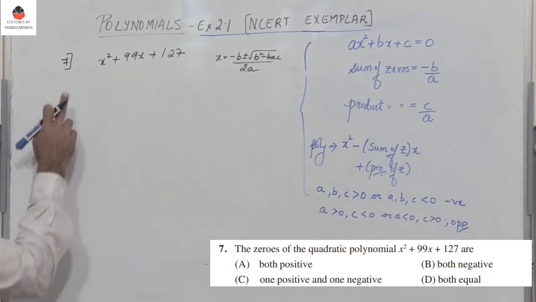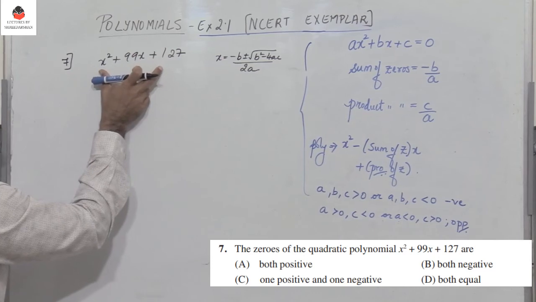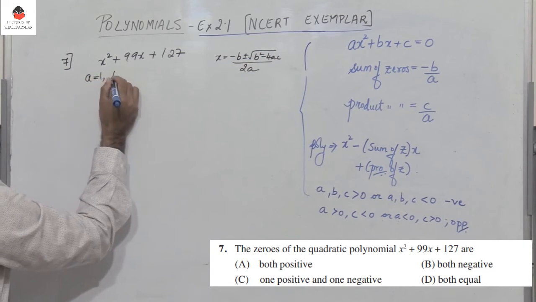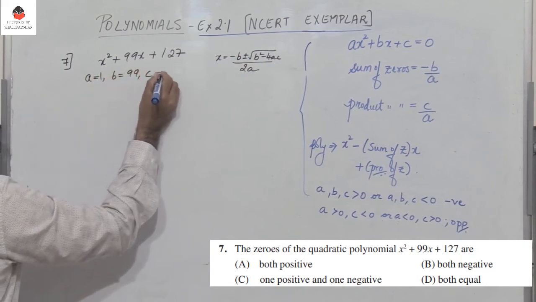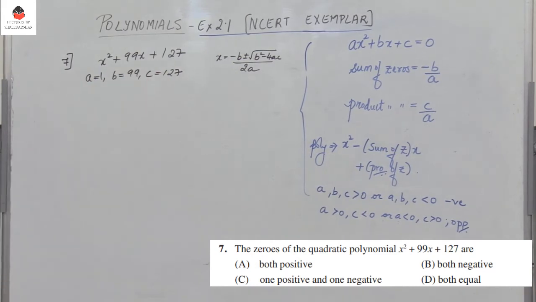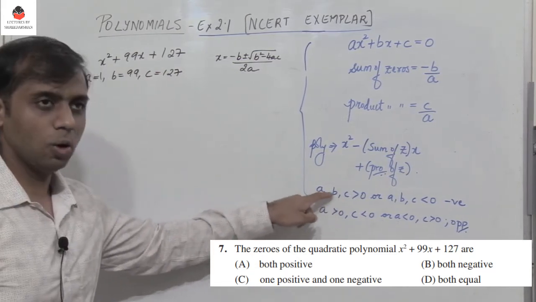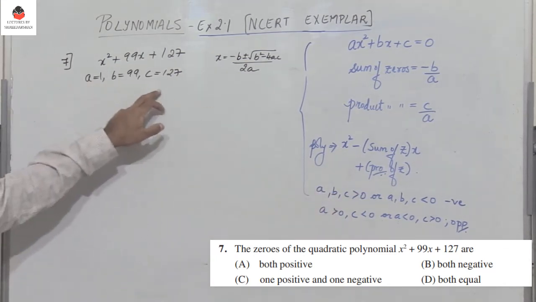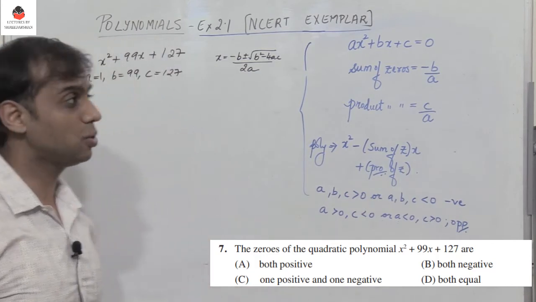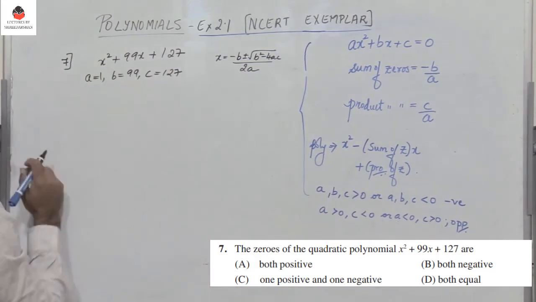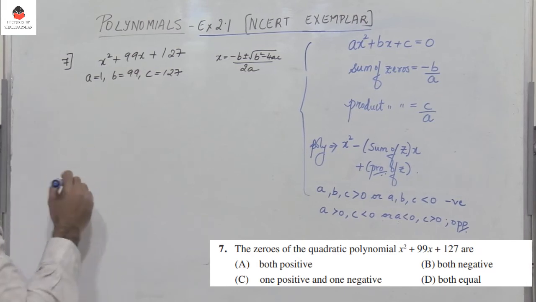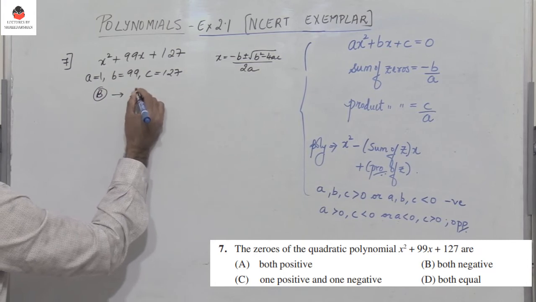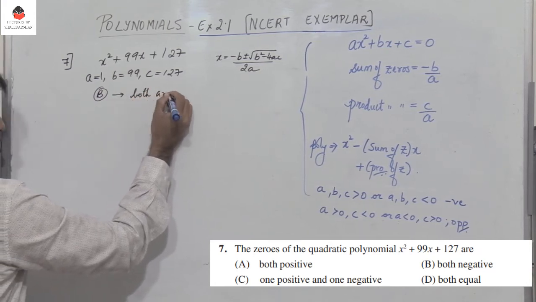Now we know that by comparing this quadratic polynomial with the general form ax square plus bx plus c, I find that a is 1, b is 99 and c is 127. Now we know that if a, b, c, all these 3 values are greater than 0, or if all these 3 are less than 0, both the zeros are negative. Since all these 3 are greater than 0, we find that both the zeros are negative. So the right option is B, where both are negative.